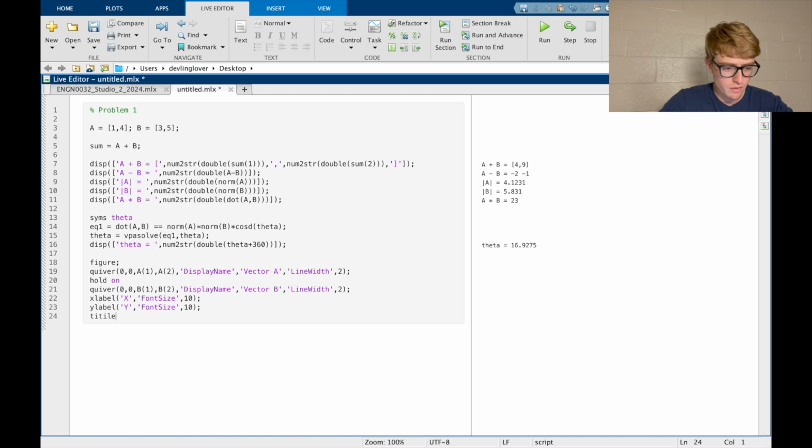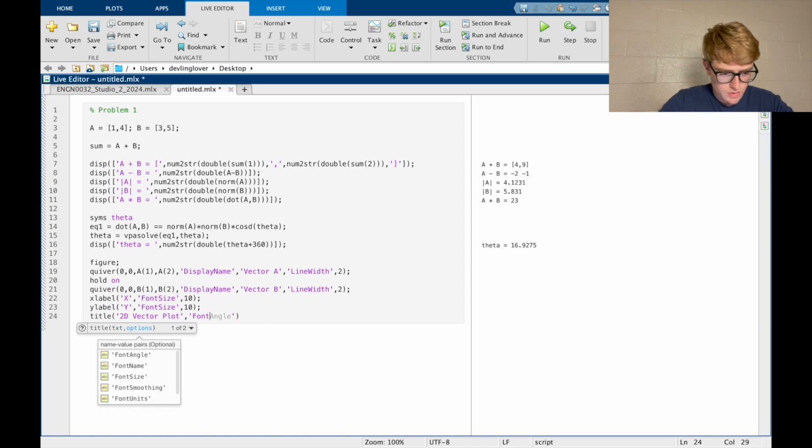And then we're also gonna give our figure a title. So I'm gonna call this 2D vector plot. And then we're gonna do font size again. And since this is the title, I'm gonna make it a little bit bigger. I'm gonna go 15 for this.